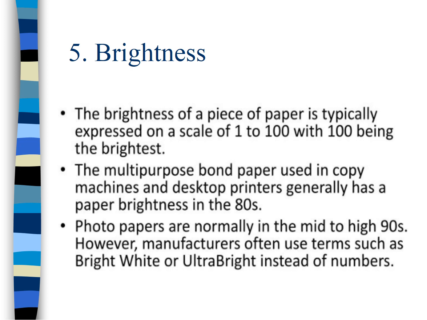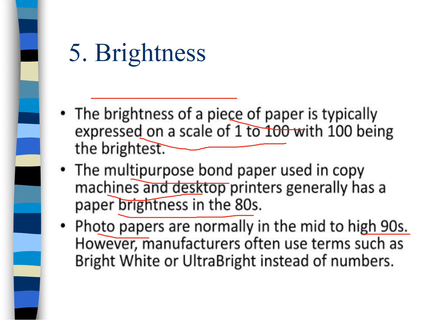So the next one is the brightness. So the brightness of a piece of paper is typically expressed on a scale of 1 to 100. So some multipurpose bond paper used in a copy machine and desktop printer generally has a paper brightness of 80. So photo paper is normally 90. So daripada brightness kita akan identify what types of paper and it will be used for the forensic analysis.